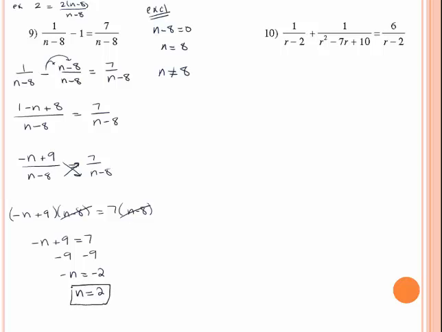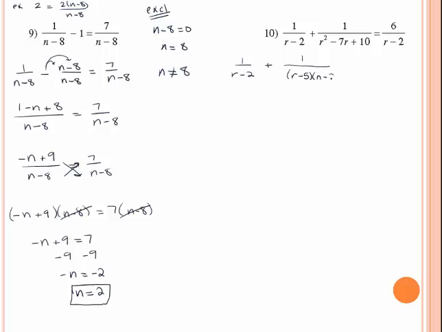Now number 10 here is going to take a bit more work. I'm going to have to factor this in order to find my common denominator. I'm looking for factors of positive 10 that will give me a negative 7. So I'm looking for two negative factors. Negative 2 times negative 5 multiply to make a positive 10 and add to make a negative 7.